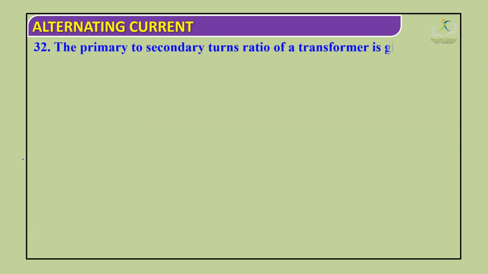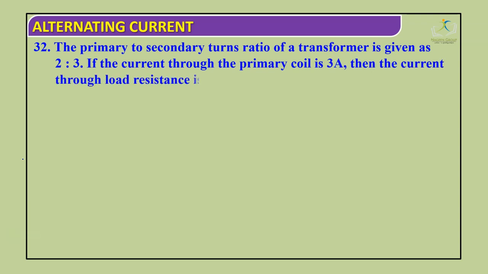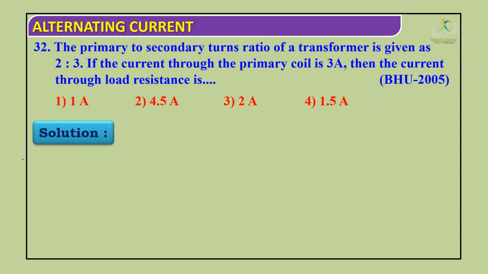The next question: the primary to secondary turns ratio of the transformer is given as 2:3. If the current through the primary coil is 3 ampere, then the current through the load resistance is 1 ampere, 4.5 ampere, 2 ampere, or 1.5 ampere. Solution: NP by NS is equal to IS by IP. We just put in the values and we find the current is 2 ampere.